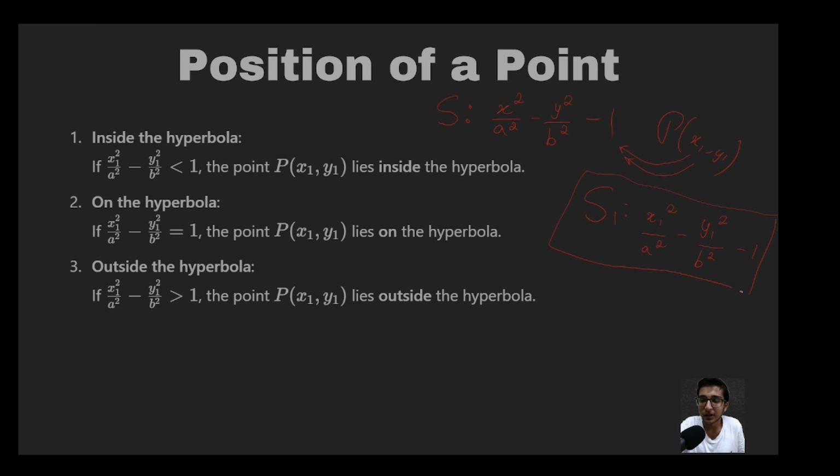And once we have found S1, if S1 is less than 0, the point lies inside the hyperbola. And what do I mean by inside? A hyperbola is given, that means the point is lying somewhere here inside. If S1 is greater than 0, it lies outside the hyperbola, which is somewhere here. And if S1 is equal to 0, it lies on the hyperbola. So that is what has been mentioned here. If it is less than 0, it lies inside. It lies on if the equation is satisfied, S1 equal to 0. And if it is greater than 0, it lies outside the hyperbola.